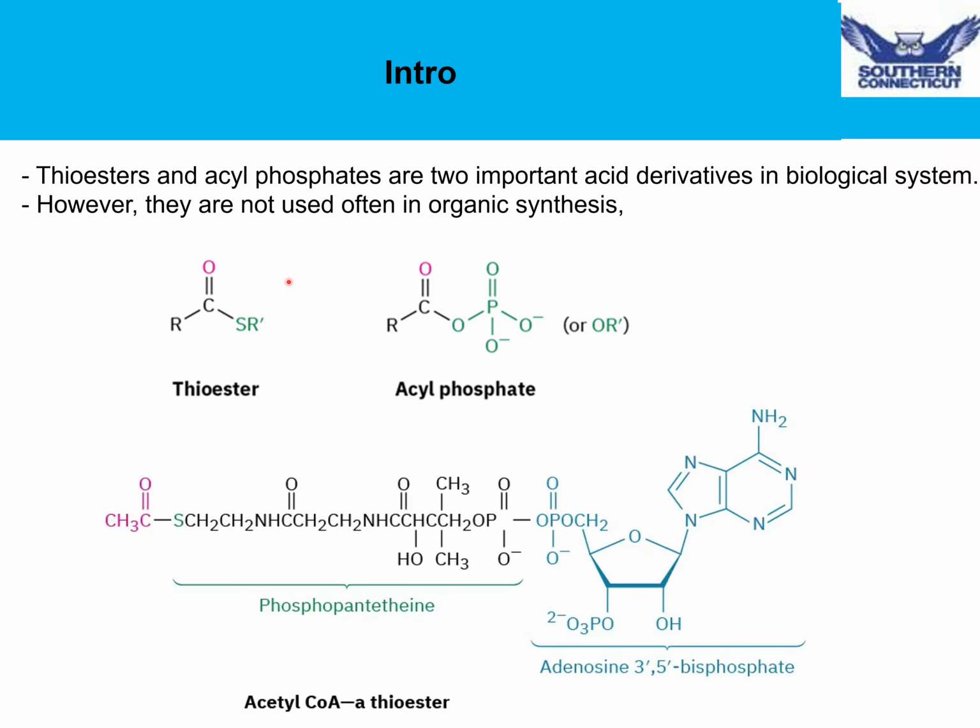Here's an example of a molecule that contains a thioester. You can see that here on the right side, there's a carbonyl with a sulfur. This is acetyl coenzyme A, which is a thioester. We're going to look at the importance of this thioester later in this chapter.